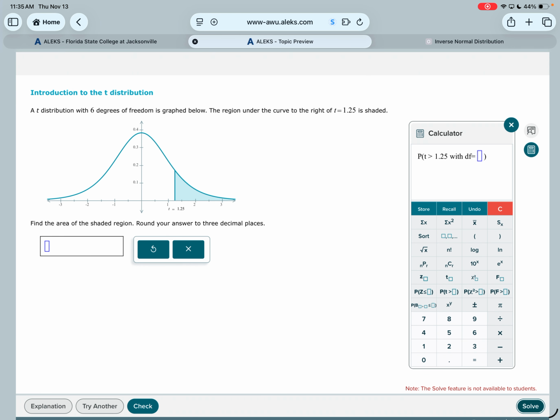Oh, what's my answer here? Let me make sure before I. Oh, it says it right there. Sorry. So this T button right here, I was reading the question wrong as well. I got the answer wrong the first time. It says the T distribution has 6 degrees of freedom. So that's what that df equals is. You are going to have to put that in there.